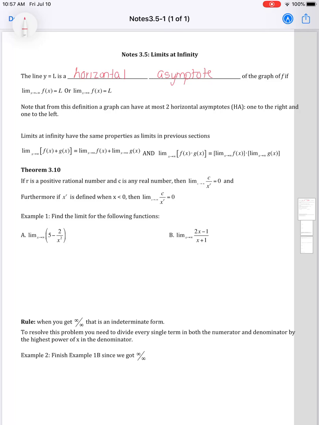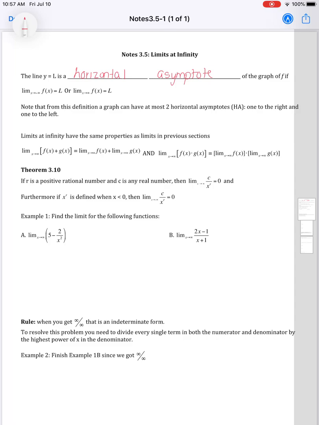So the line y equals L is a horizontal asymptote of the graph of f if the limit as x approaches negative infinity of the function f of x equals uppercase L, or the limit as x approaches positive infinity is equal to L. So note that from this definition, a graph can have at most two horizontal asymptotes, one from the right and one from the left.